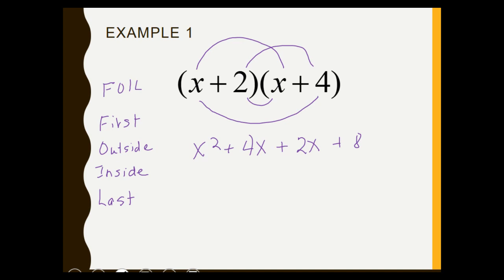Now we want to write this in simplified form, so we need to add any like terms. So the two terms in the middle are like terms, so we can add those together and get x squared plus 6x plus 8.